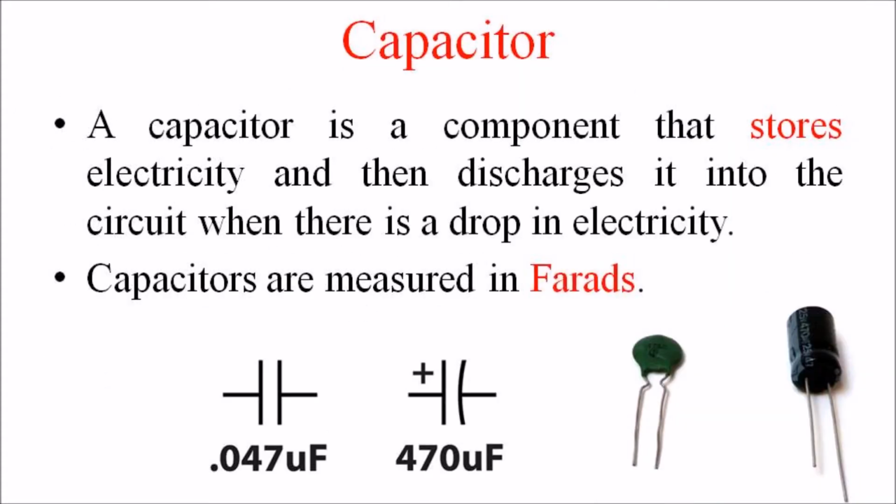So the next term is capacitors. A capacitor is a component that stores electricity, and whenever it is required, these charges are then discharged into the circuit when there is a drop in electricity. The unit of measuring capacitance is farad. Generally, we can see 2 types of capacitors in an electronic environment. The first one is the ceramic disc type capacitor.